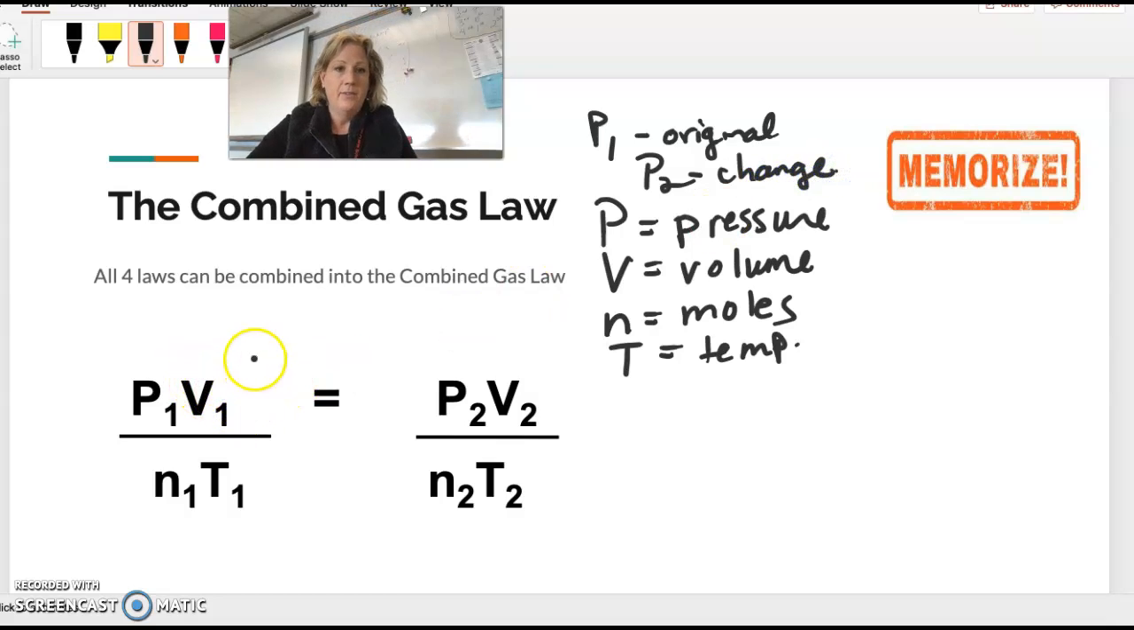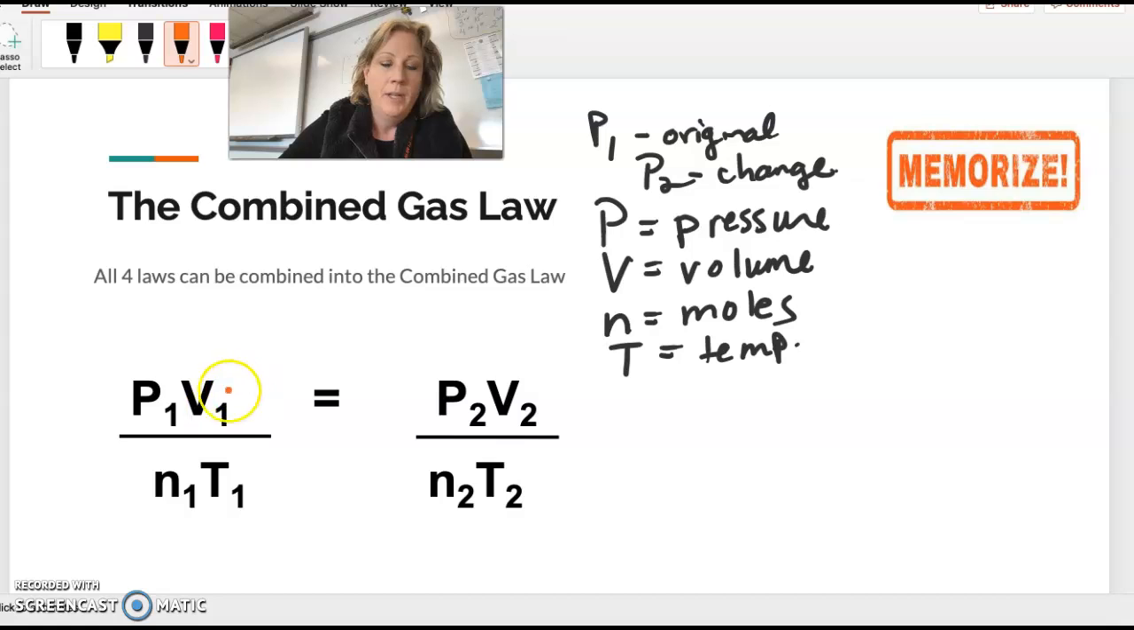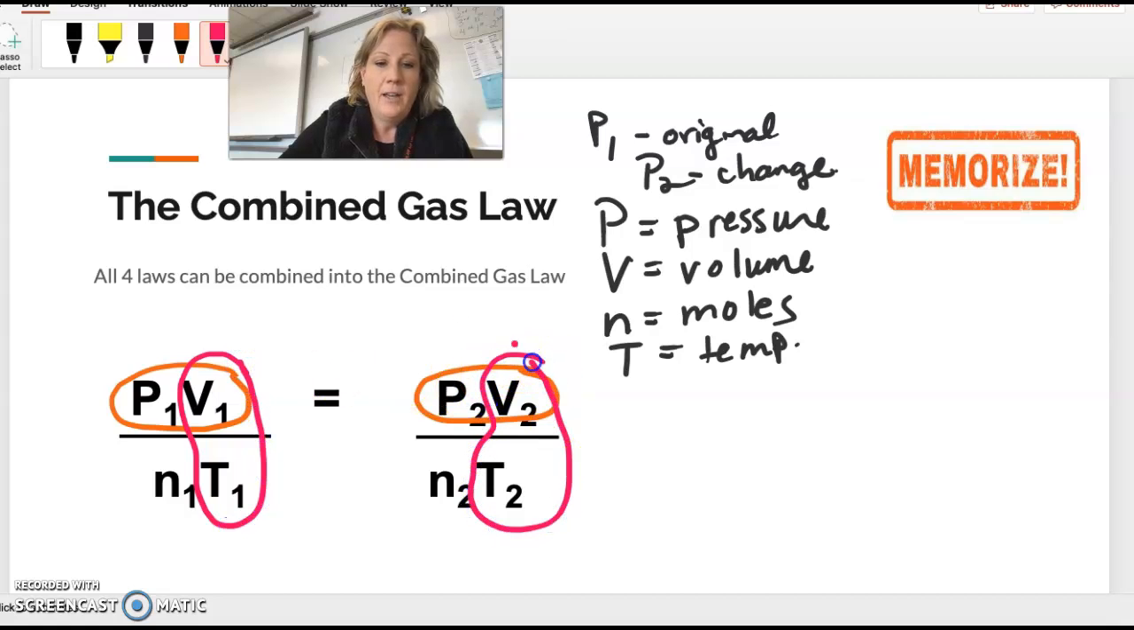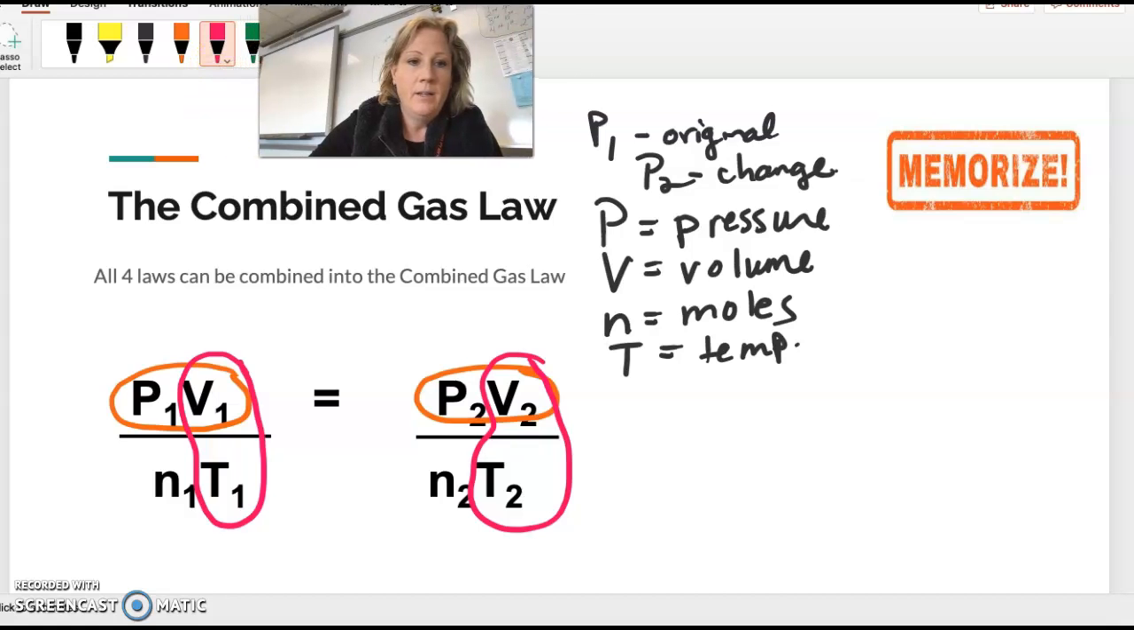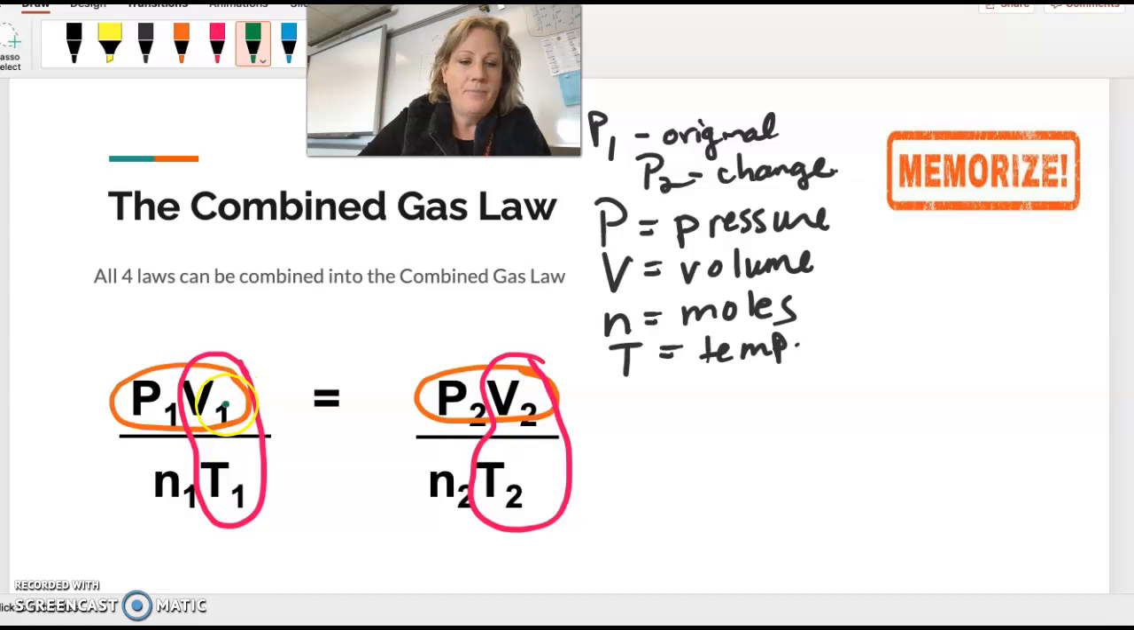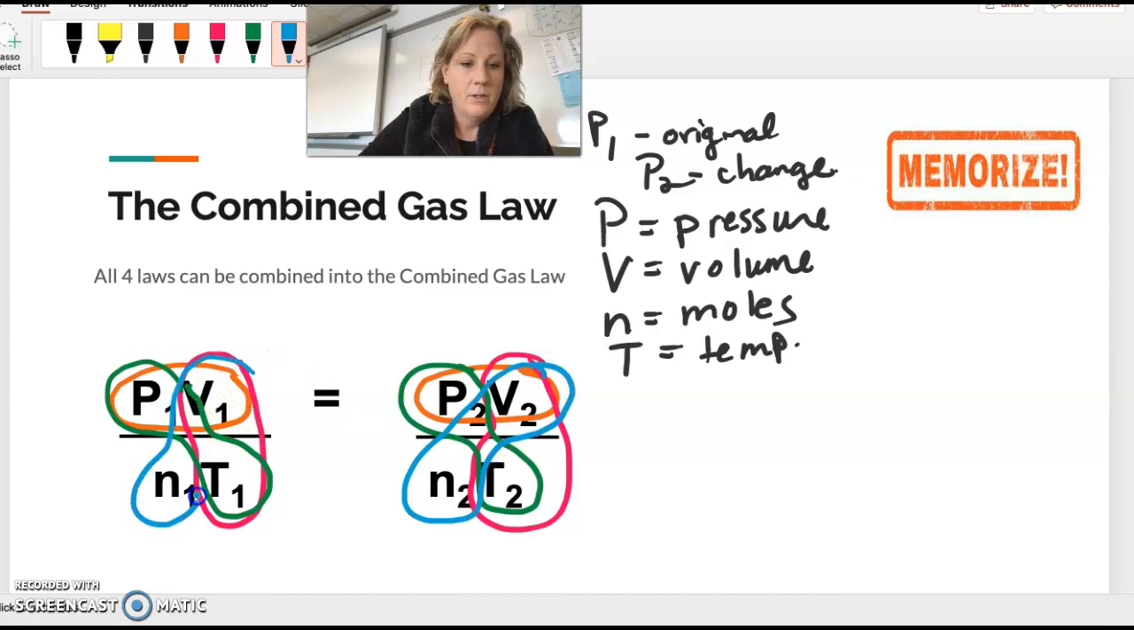There's a video coming up that shows how to do these calculations. But I wanted to show you that every gas law is in this equation. This in orange is Boyle's law. This in bright pink is Charles' law. P and T is Gay-Lussac's law. And then we've got volume and moles, which is Avogadro's law.